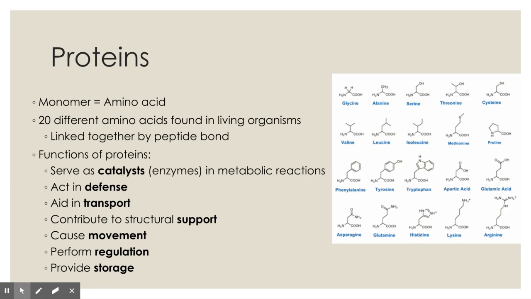Proteins, our monomer is going to be amino acid. There are 20 different amino acids found in living things, and they are linked together by peptide bonds. Even though there are only 20 amino acids, the order in which we have those amino acids is what makes a different type of protein.